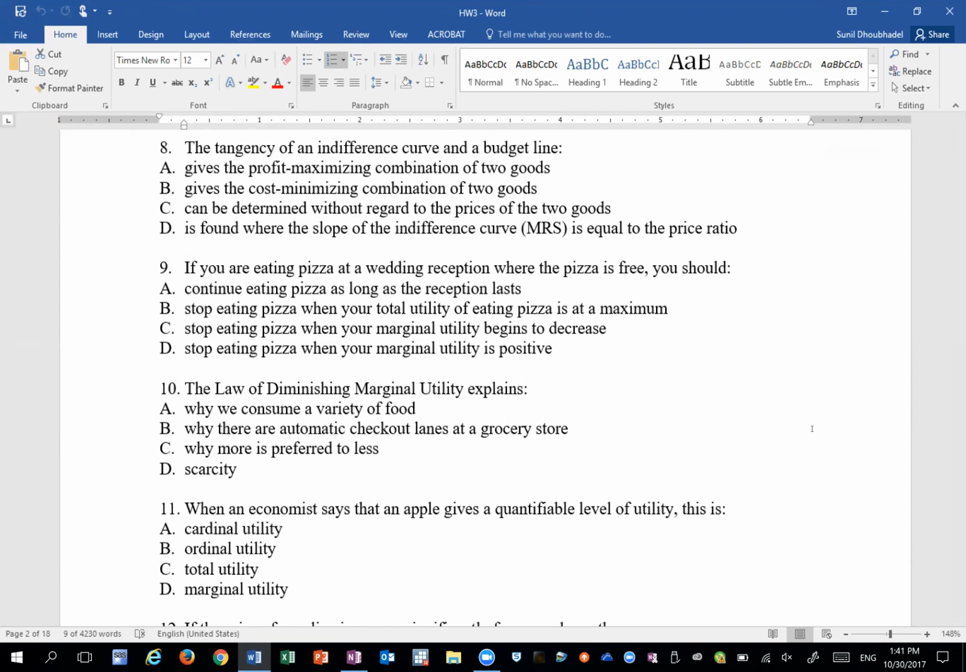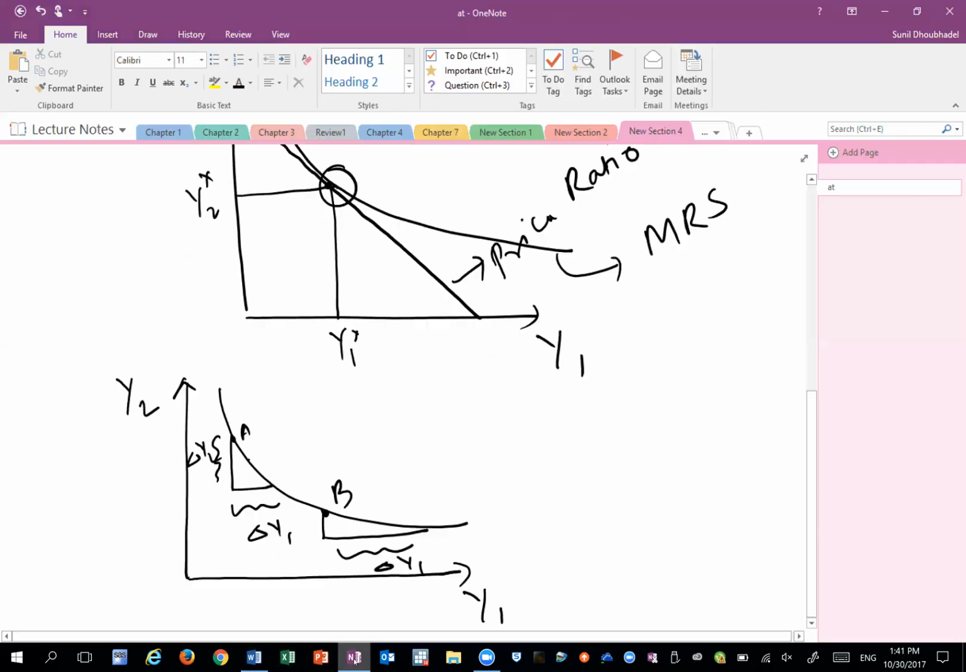Why we consume a variety of goods. Why? Because as you consume more of y1, you kind of get fed up with y1, right? So that's why we need variety. Otherwise, if that law is not true, you will keep on consuming the same good. You don't want variety. Okay.